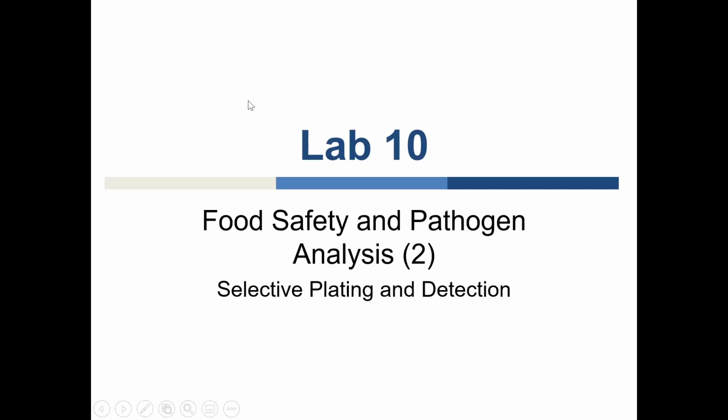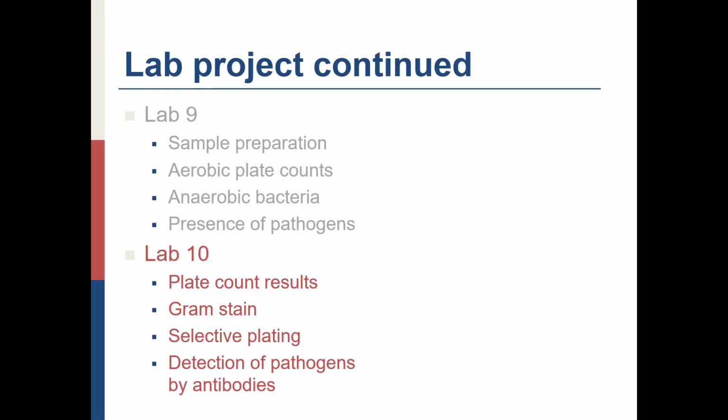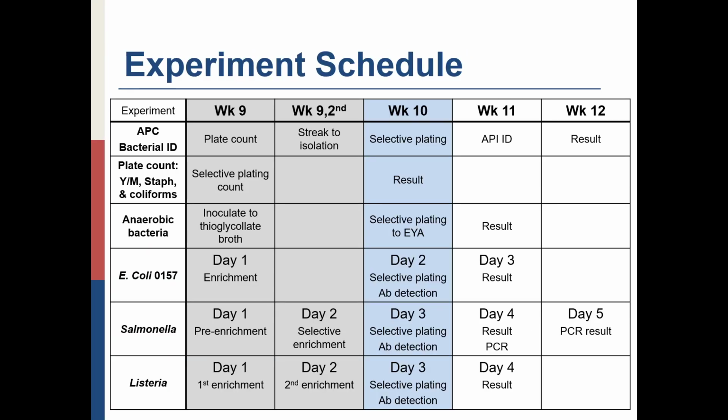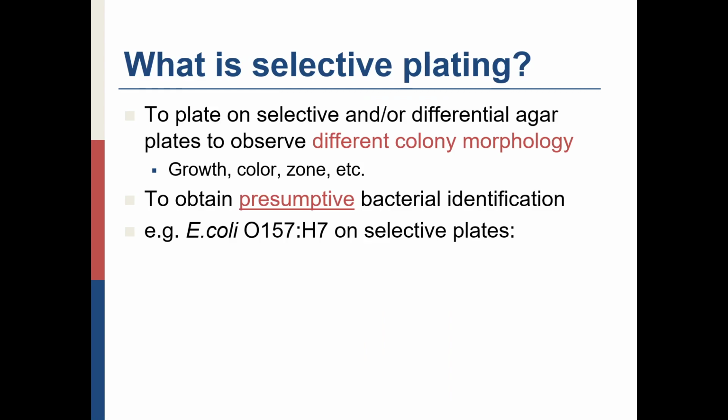Okay, so food safety and pathogen analysis. These are the things that we would have been doing, but we're not. The whole point of selective or differential plating is really to observe different colony morphology. With selective, only certain organisms are going to be able to grow on that plate, so that's going to cause it to look different than another organism.